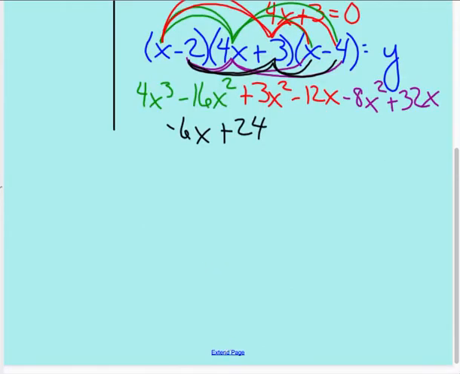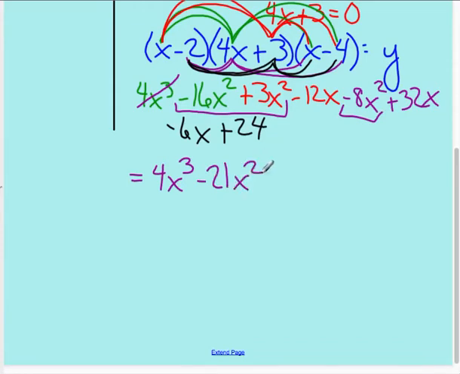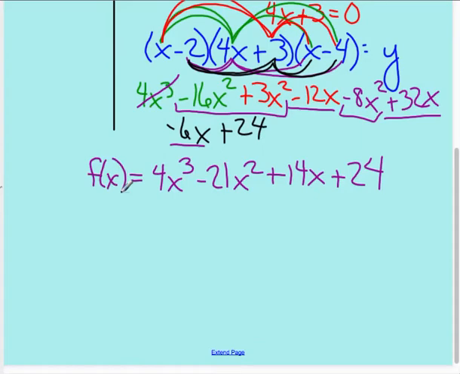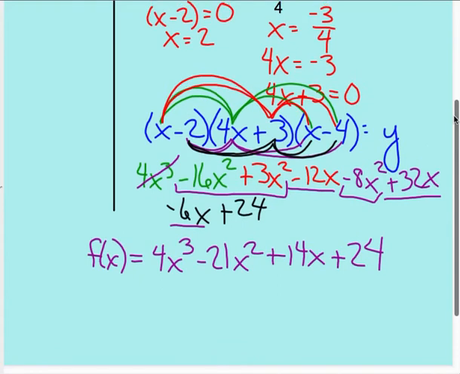So the last thing we need to do is simplify our answer. So I've got a 4x cubed and I've got a -16x squared plus 3x squared is -13 minus 8 is -21x squared. And then I have a -12x plus 32x is 20x, minus 6 is 14x plus 24. So that is our polynomial in standard form with the zeros of, what did we start with, 2, -3/4, and 4.